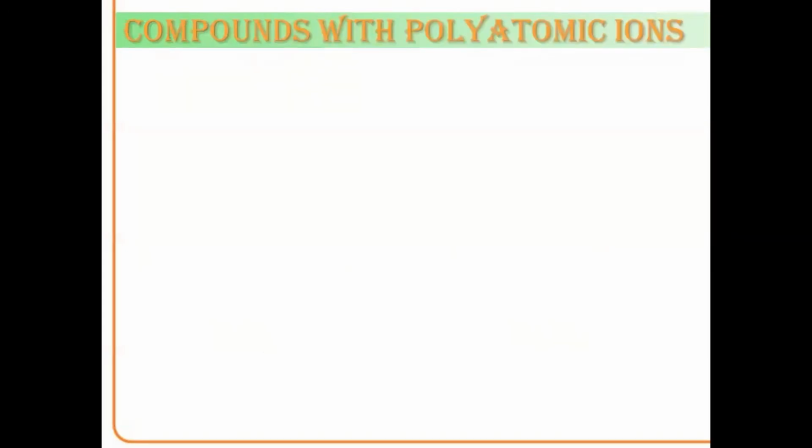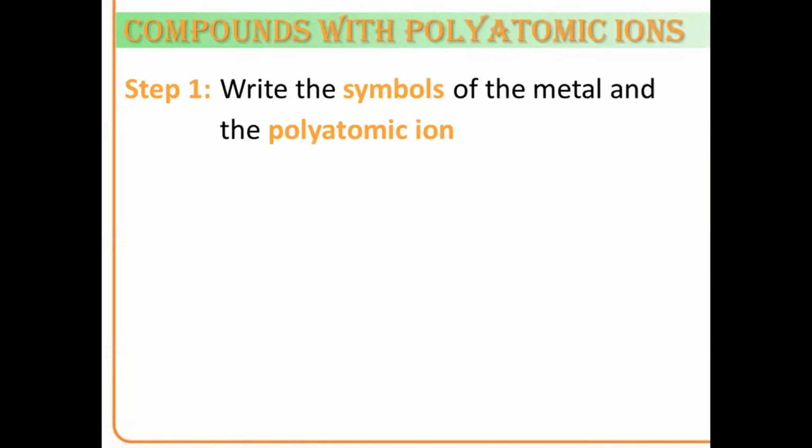Now we want to move on to ionic compounds that have polyatomic ions. Now, we still follow the same 4 steps. The only small difference is instead of writing the symbol for the non-metal, now we have to write the formula for the polyatomic ion. A polyatomic ion is an ion that contains many atoms.